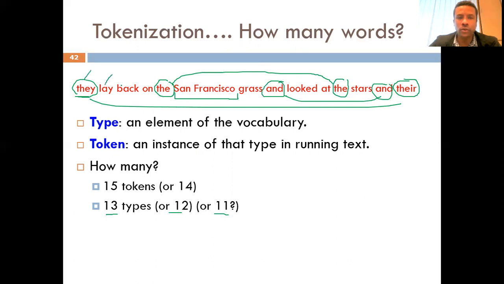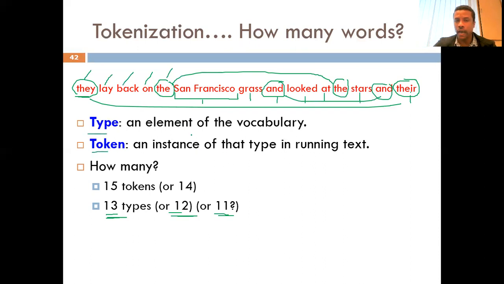This is 1, 2, 3, 4, 5, San Francisco as one, 6, 7, 8, 9, 10, and we don't repeat, 11, and then we don't repeat, 12. So it can be 12. If we count San Francisco as two, then it becomes 13. If we don't want the derivation of there and they, then it's going to be 11, if we count them as one. So this is how you should recognize tokenization. Tokenization is about identifying words, but whenever you identify a word, it's not a simple task. You should care about tokens and type.